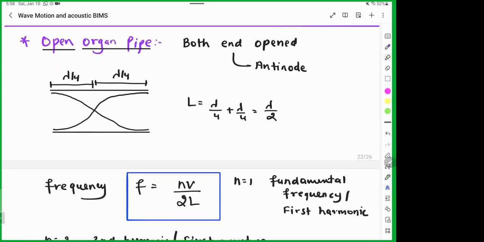So, open organ pipe, guys. Open organ pipe, both ends open. At both ends, an antinode will form. You can see an antinode here, an antinode here. But when you calculate the total length of the pipe, it looks exactly like both ends fixed.